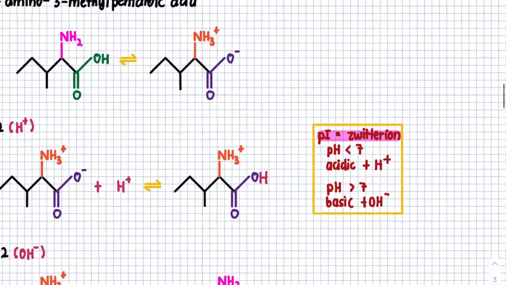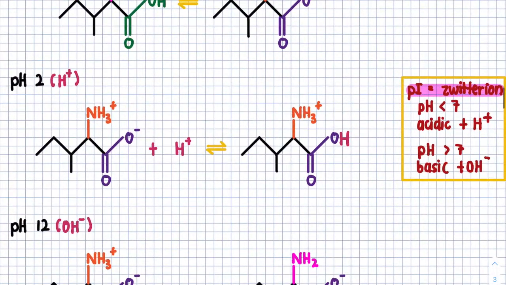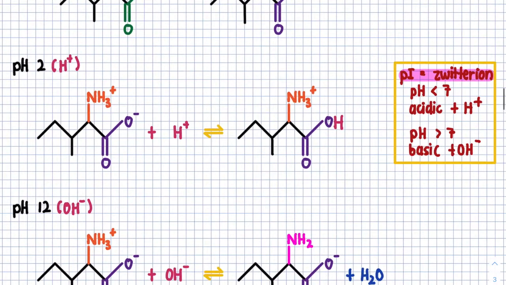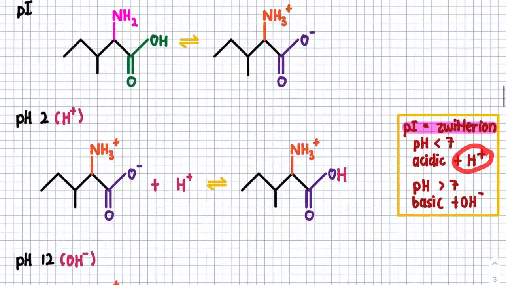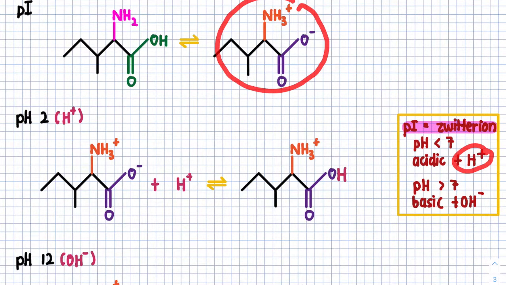Okay, we remember here, when pH is less than 7. The question wants pH 2, right. When it is less than 7, then the condition itself is actually acidic. So when it is acidic, it means that we have an excess of H+. Okay, so from our Zwitter ion, we will write it with H+.